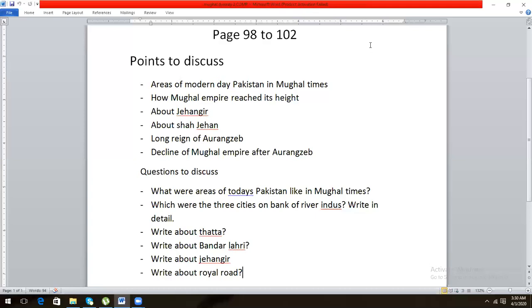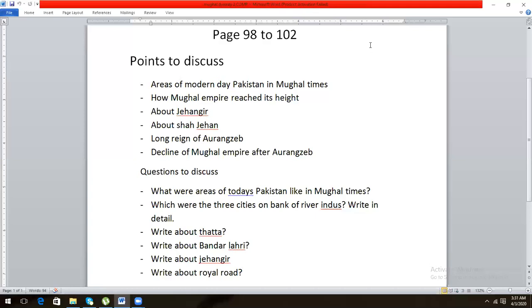First of all, what you have to do is read by yourself first from page 98 to 102. I suggest you please read twice or thrice so you will be able to understand more. And please highlight all the important points before doing this work in your notebooks. The first topic is: what were the areas of today's Pakistan like in Mughal times?